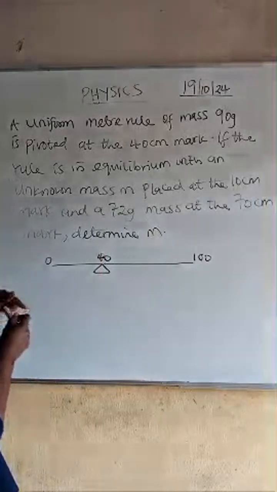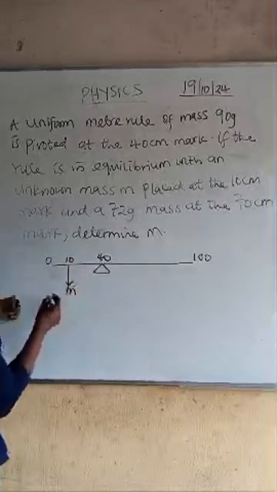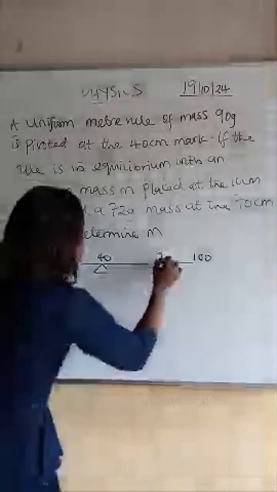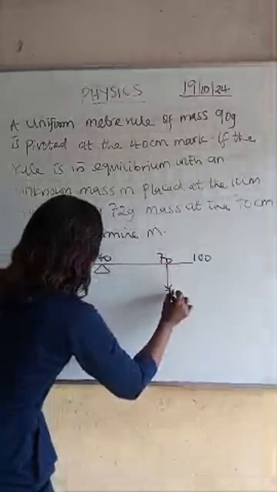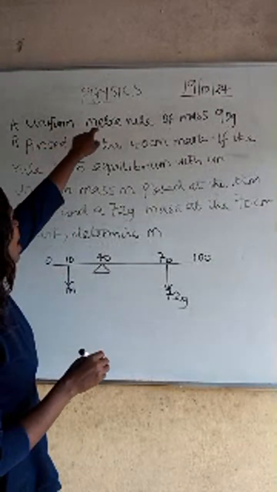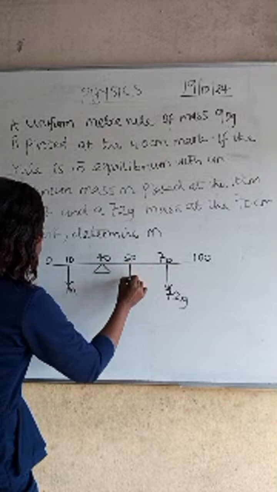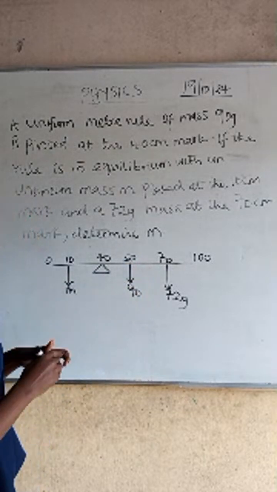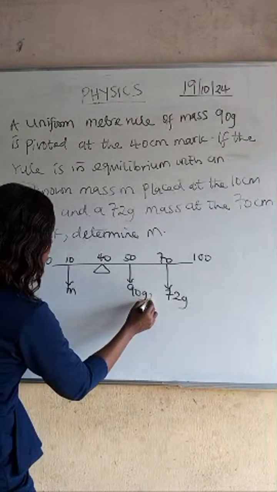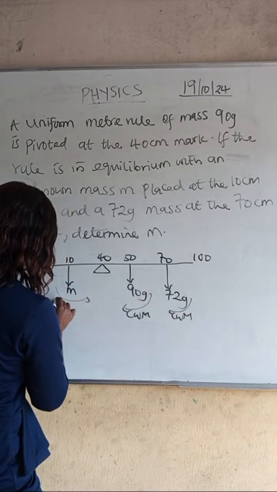Okay. Then if the rule is in equilibrium with an unknown mass m placed at 10 cm. So this is 10 cm, you place a mass m, okay? And a 72 gram mass at the 70 cm, this is 70 cm, you place a mass of what? 72. Now, determine m. Now, this mass of a meter rule should be placed at the rightful center, which is 50. So we place the mass of what? 90 what? Gram. Okay? So that leads us to clockwise and what? Anti-clockwise. This is clockwise moment.